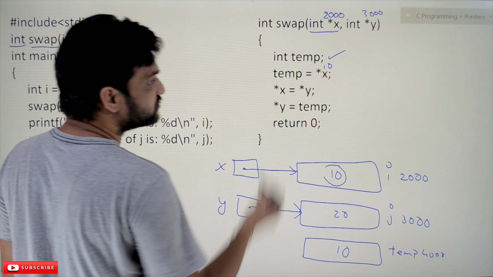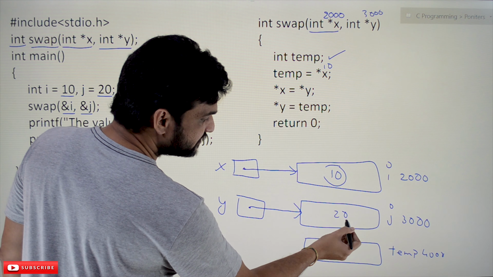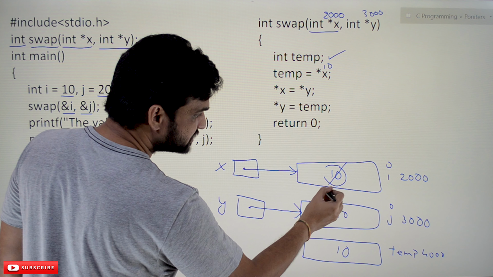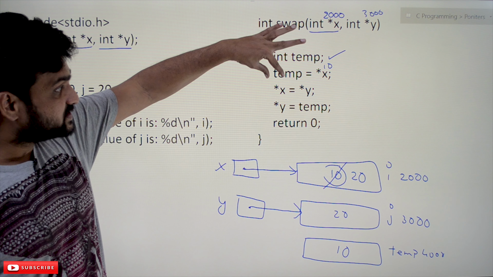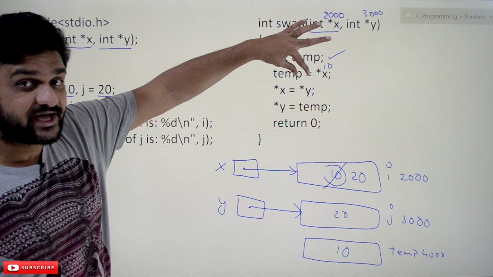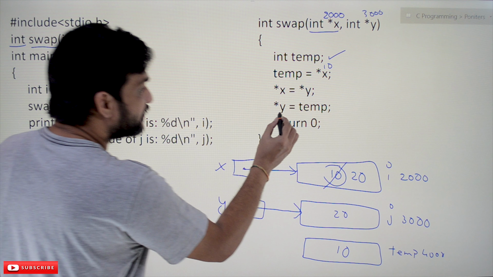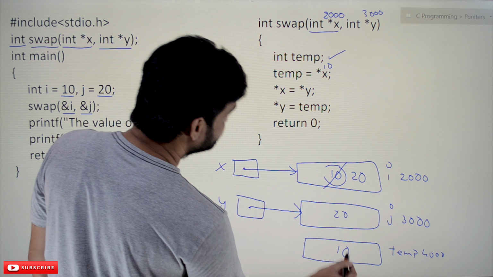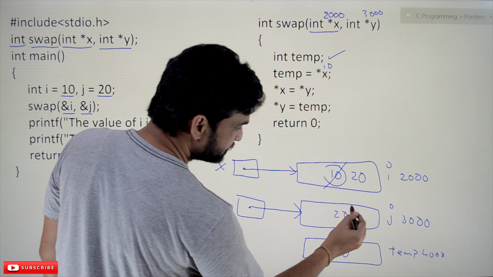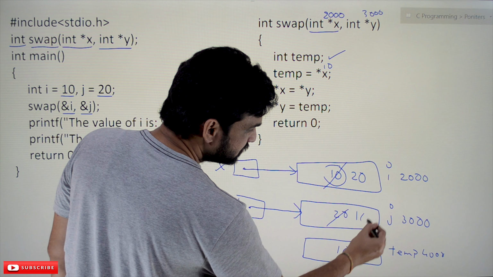Star of x is equal to star of y. What is star of y? Star of y is 20. So the value at x will be overwritten with 20. Try to understand this star of x and star of y. Now star of y is equal to temp. What is the value stored? Star of y is equal to temp, which is 10.